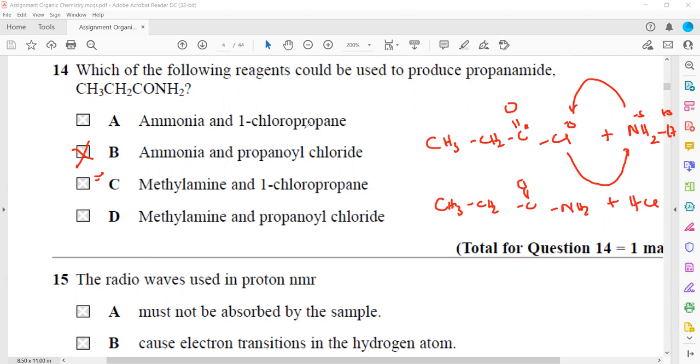If you have a halogenoalkane, for example chloropropane, reacting with ammonia, it will not produce an amide. This is an amide. This will produce an amine. Same thing with methylamine reacting with 1-chloropropane: multiple substitution will occur, but it will not result in the formation of an amide. Is it clear? Question 14.